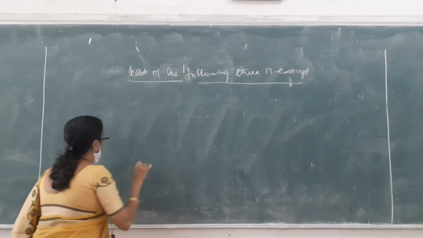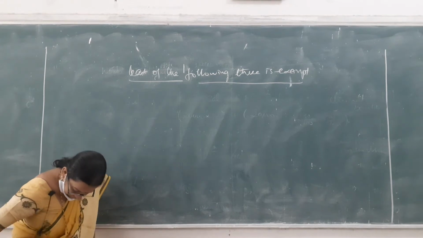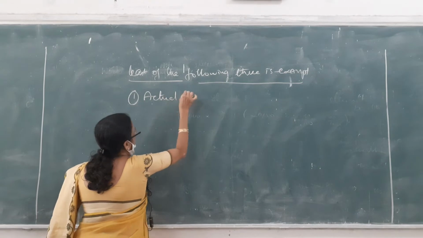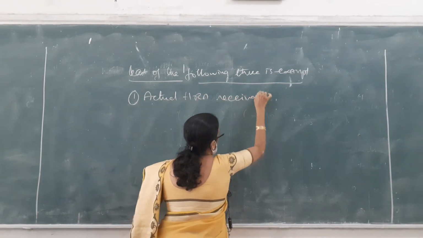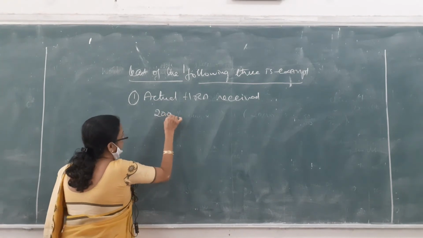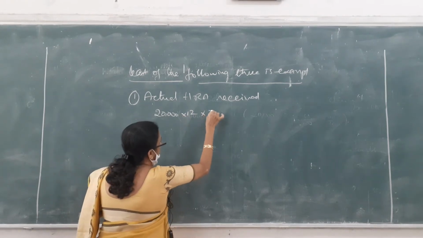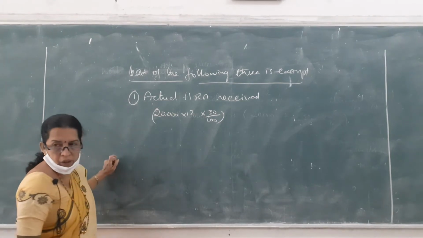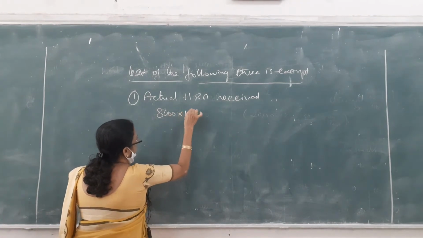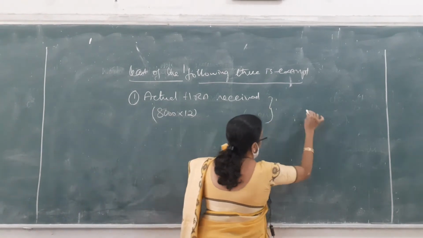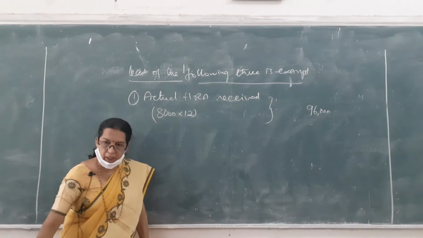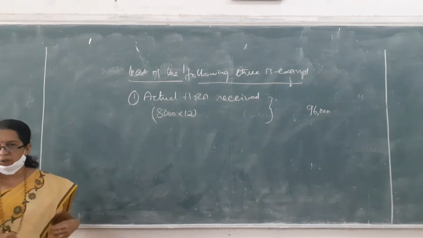First one, actual HRA received. Here the HRA is 8,000 per month. 8,000 into 12 is the HRA, isn't it? What is the amount? 96,000 is the HRA. When they give per month, you have to calculate it for the year. When they give just an amount, or per annum, write as it is. When they give per month, you have to calculate into 12.